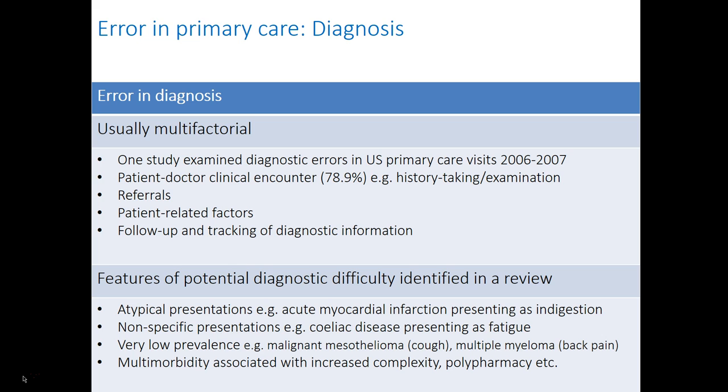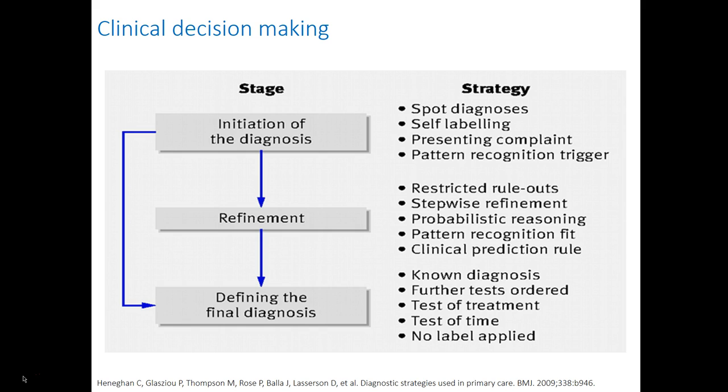And major disease with a very low prevalence. For example, cough may be a feature of malignant mesothelioma, but there are far more common causes of cough in everyday general practice. Similarly, back pain in general practice is very common, but multiple myeloma as a cause of back pain is exceedingly rare. And again, it's important to focus on the increasing problems that are posed for doctors making diagnoses in primary care associated with multimorbidity of increasing complexity, polypharmacy, etc.